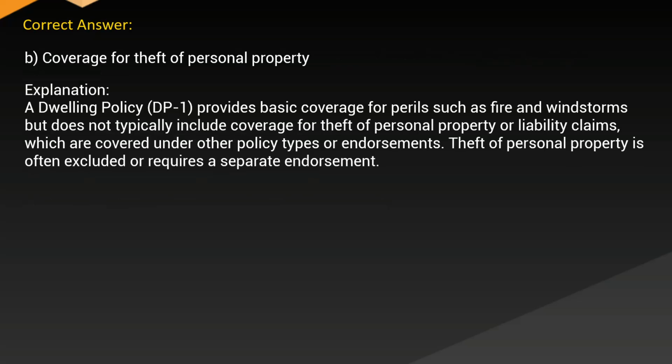Correct answer, B. Coverage for theft of personal property. Explanation. The dwelling policy D1 provides basic coverage for perils such as fire and windstorms, but does not typically include coverage for theft of personal property or liability claims, which are covered under other policy types or endorsements. Theft of personal property is often excluded or requires a separate endorsement.